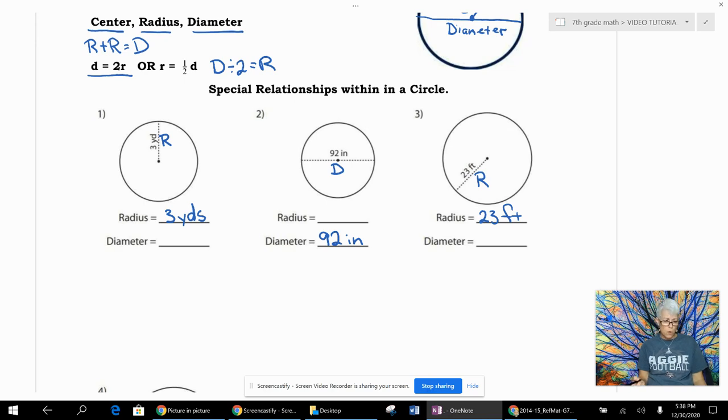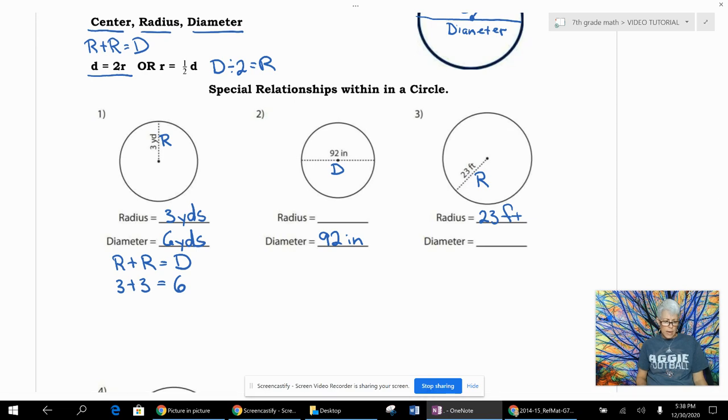Now we're going to have to do a little bit of work to get to the second part. So for the diameter, I have the radius. I need the diameter. So to get that, I would do radius plus the radius would get me the diameter. And since the radius is 3, I'm just going to add 3 plus 3, and I'm going to get 6. So the diameter is 6 yards. That was pretty easy. Do you see how I started with the formula?